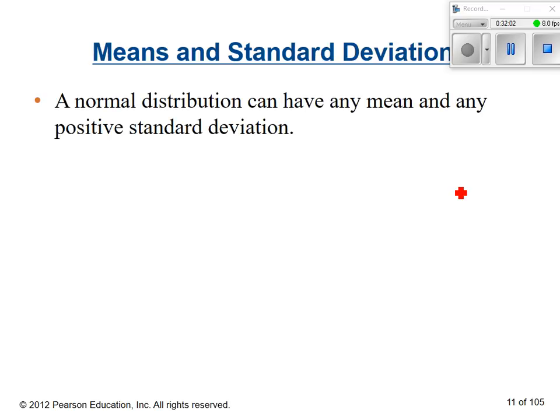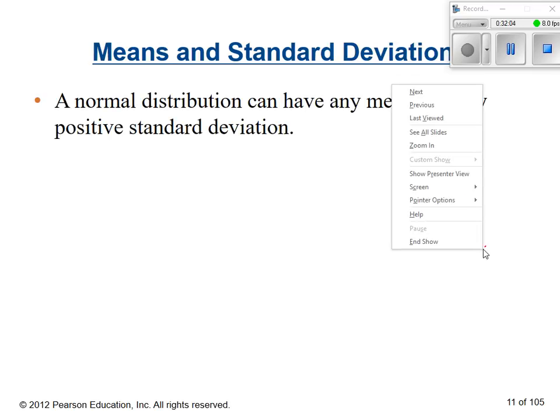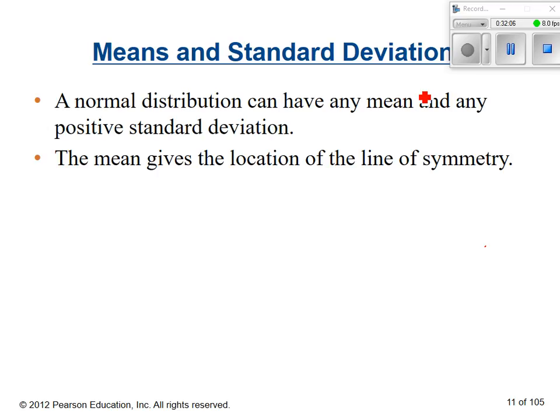Means and standard deviation: a normal distribution can have any mean and any positive standard deviation. Standard deviation always has to be a positive number. You can't have a negative standard deviation.